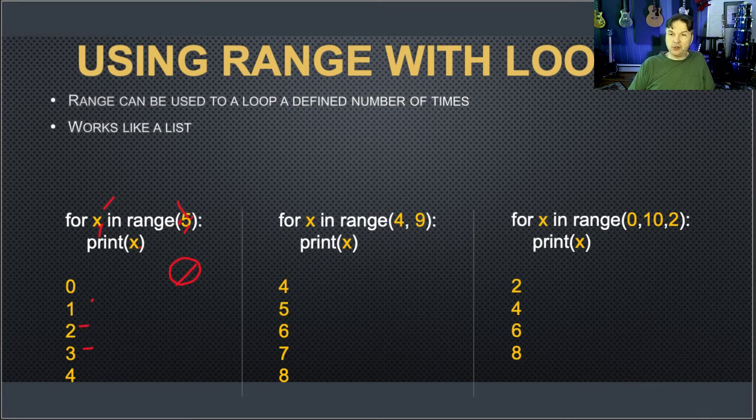So if we want to start with some other number, turns out we can put a comma between them. Now this one starts at 4 and ends at 9. So you can see for a range in 4, print 4. For a range in 5, and it'll go up until it gets to 9. Now remember that, again, because we start at 0, we never count the last number.